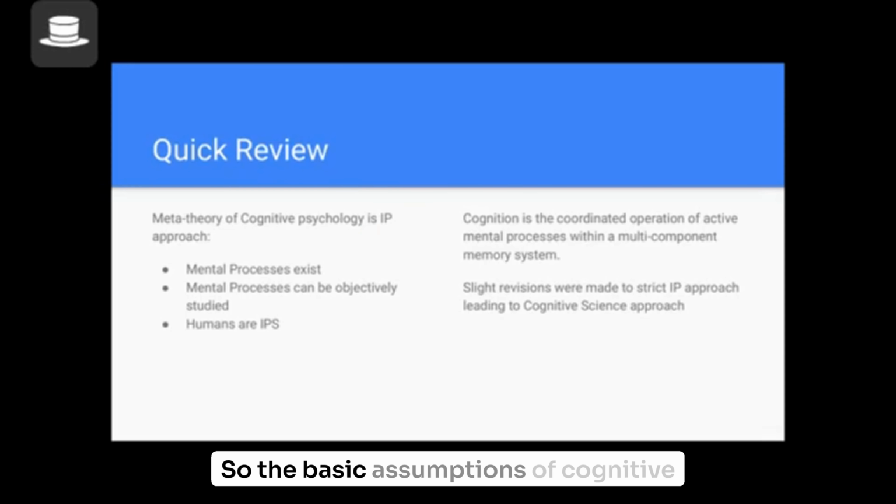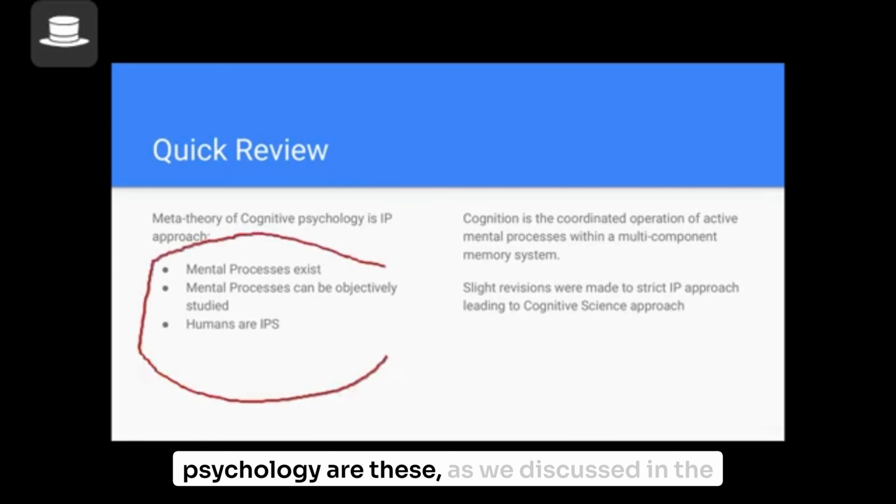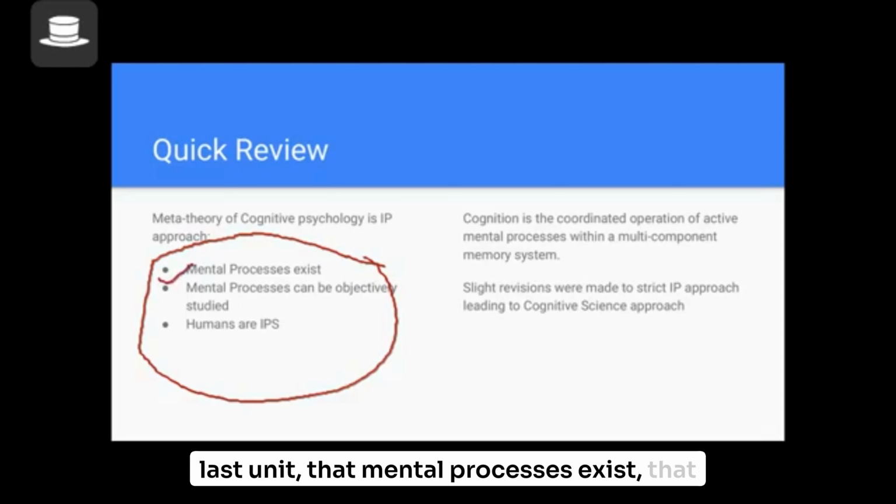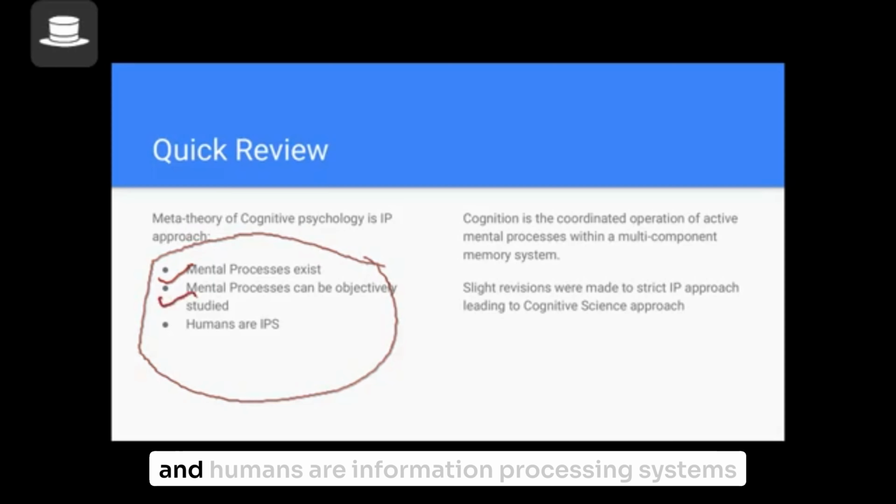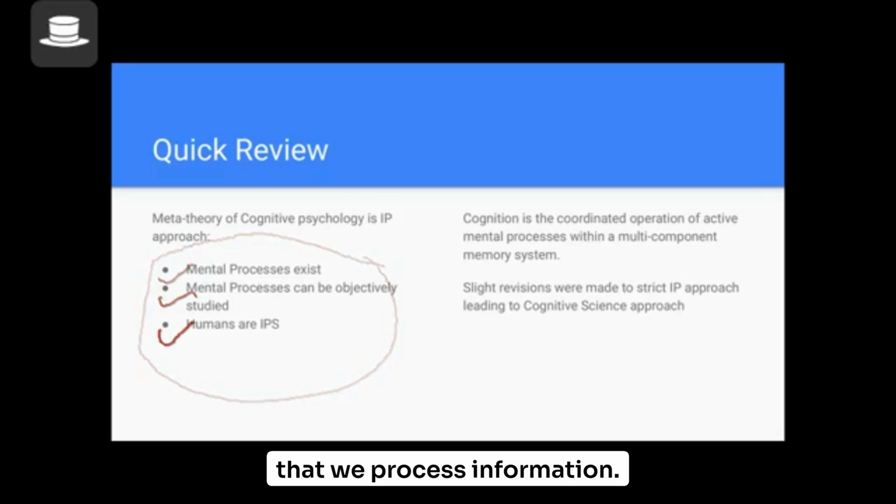So, the basic assumptions of cognitive psychology, as we discussed in the last unit, are that mental processes exist, that mental processes can be objectively studied, and that humans are information processing systems; we process information.